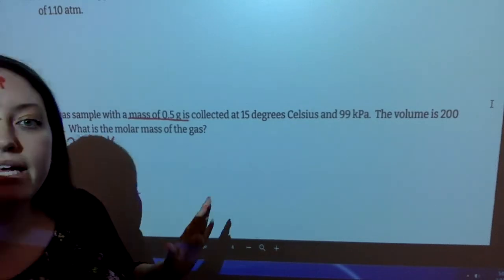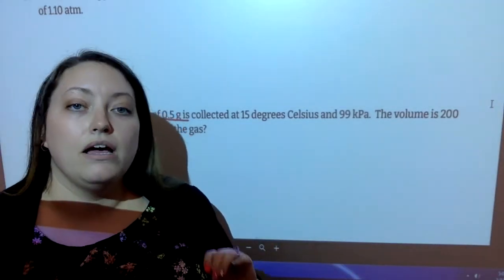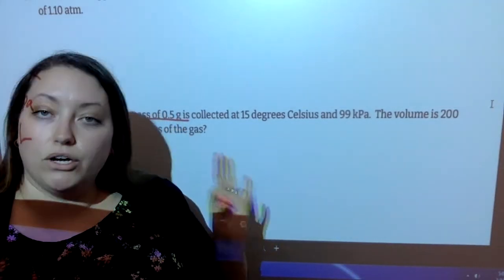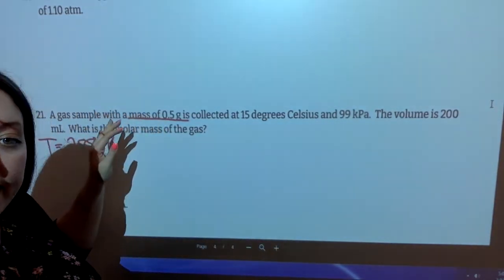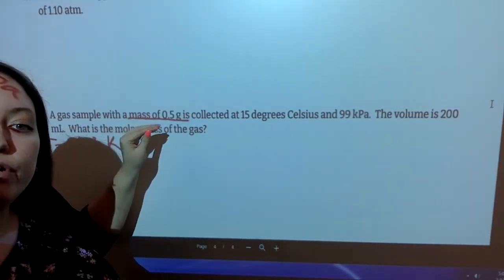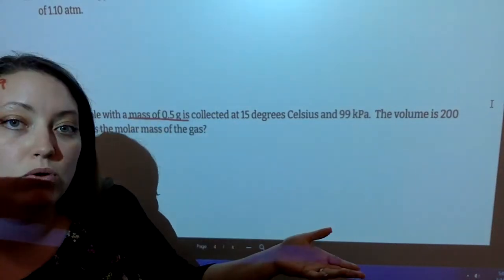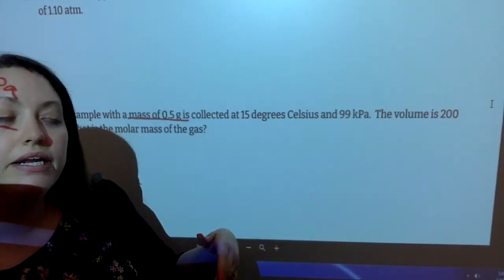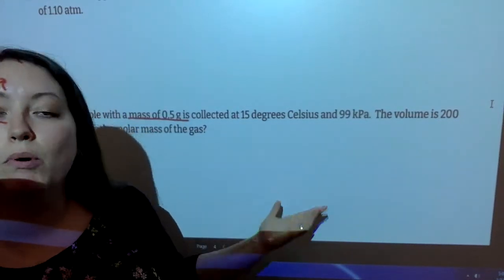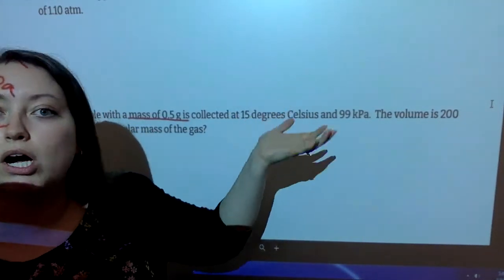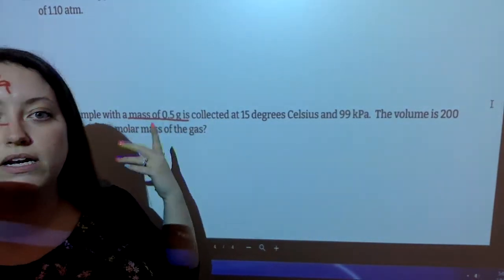Now n is what we're trying to find. Because we have this mass that we're starting with, we need to convert this mass into moles to be able to solve for it. And obviously we don't know what the molar mass is going to be, because it's the molar mass of an unknown gas.